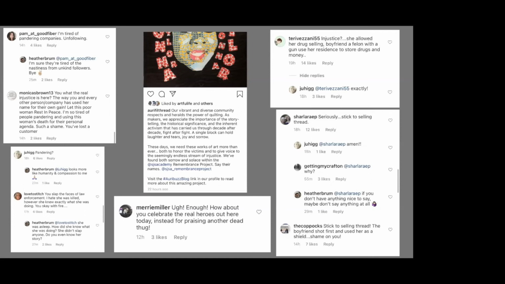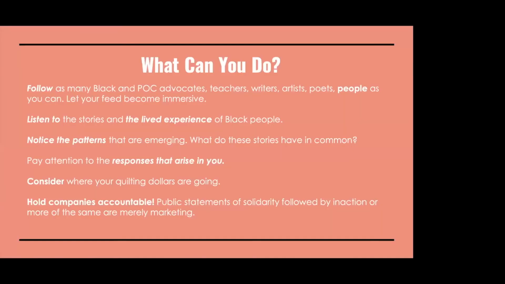And so I think being aware, acknowledging it, and then realizing what you can do to become more anti-racist, what you can do to speak up, know that silence is violence. And if we let these comments just troll our posts, we're saying that it's okay to say those things. And so there really needs to be accountability of seeing something, saying something, and standing up for people who obviously are not here anymore, or else they could stand up for themselves. What can you do? You can follow, you can listen, you can notice patterns, you can consider where your quilt dollars are going, you can support, you can hold companies accountable.